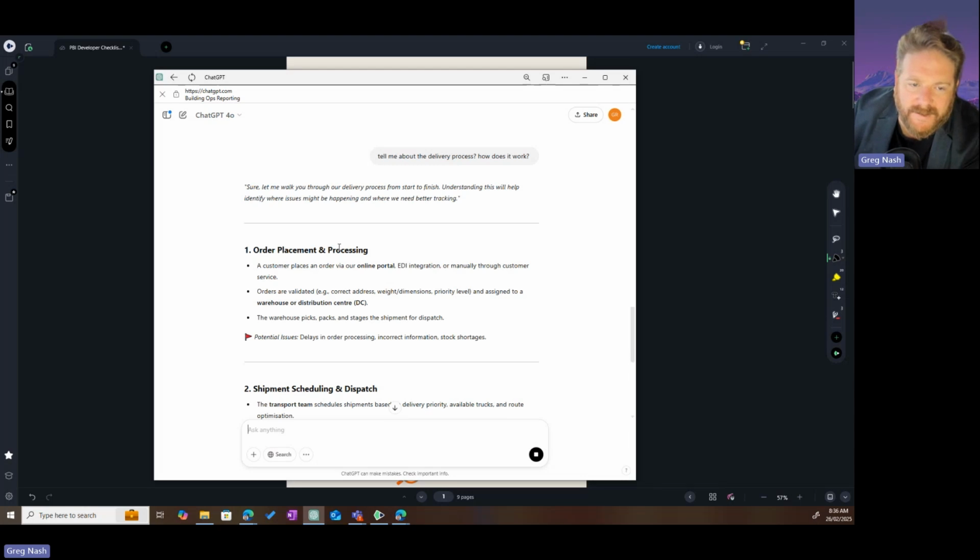Okay, so now we have order placement and processing. So first, customers place an order via an online portal. There's EDI integration, or it manually comes through customer service. That's actually quite accurate for the freight industry. That's usually how these things work, right? So they have a website, people place the order. There's EDI that sends it through, or they ring someone up. Basically, what they're saying, right?